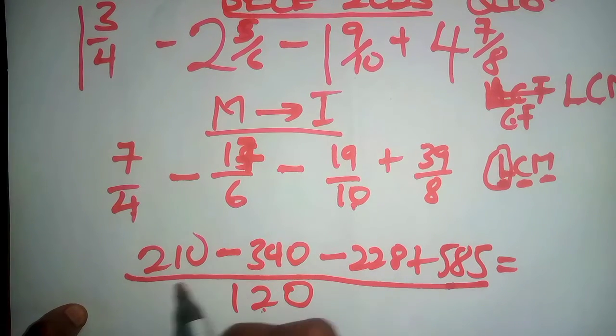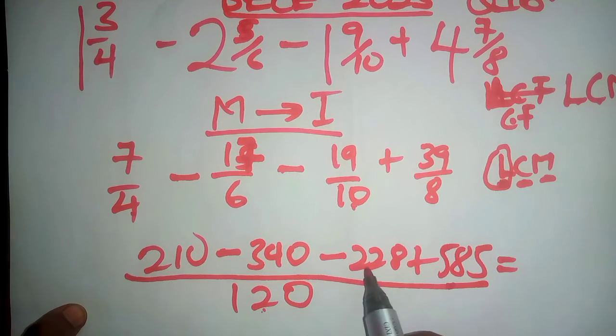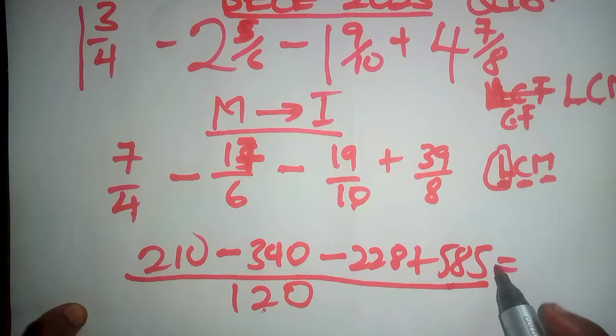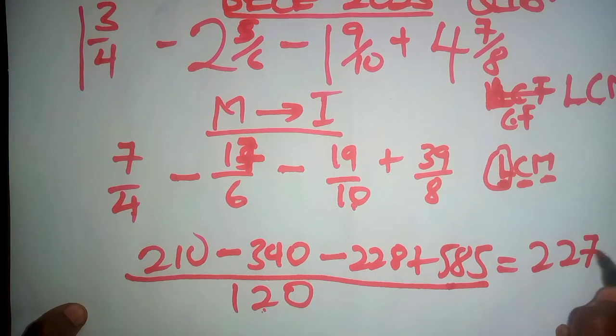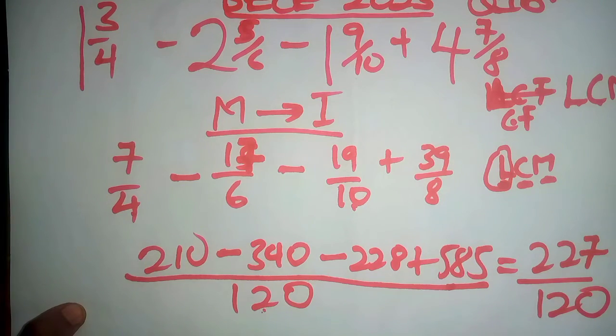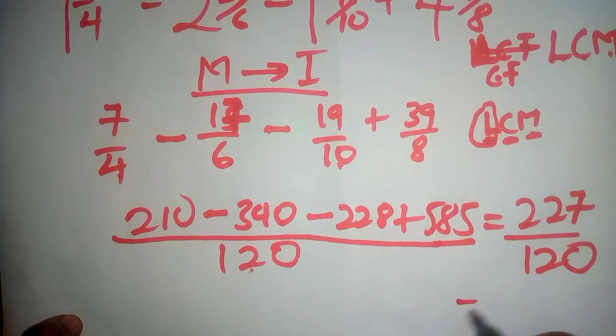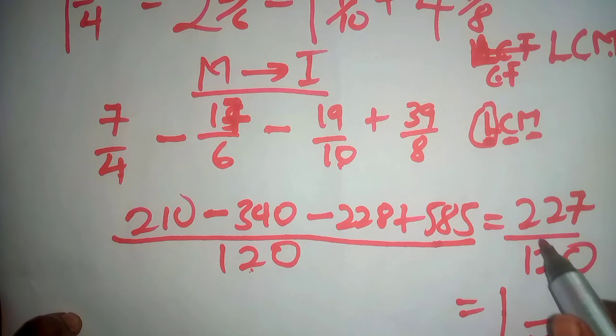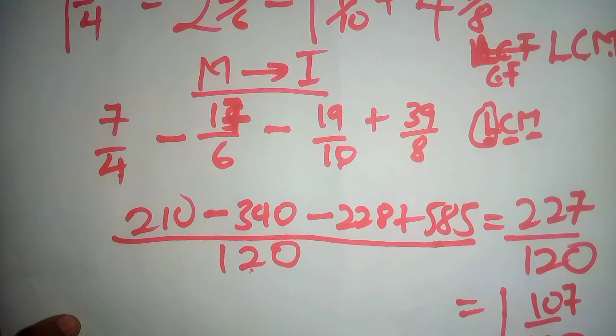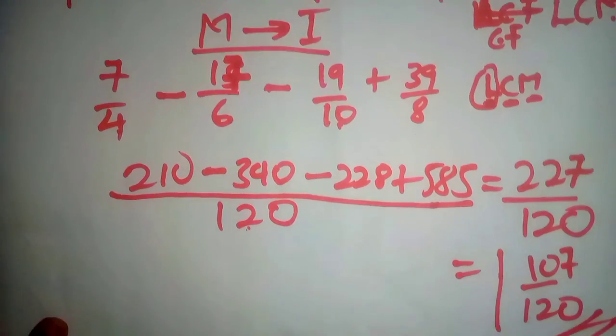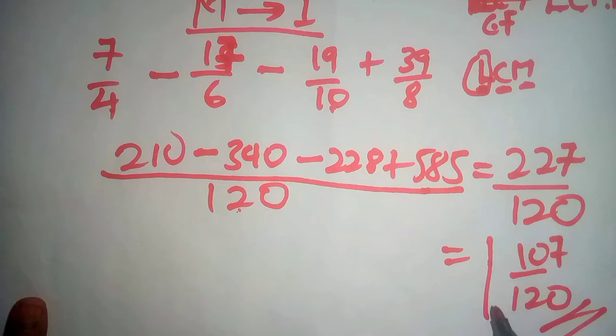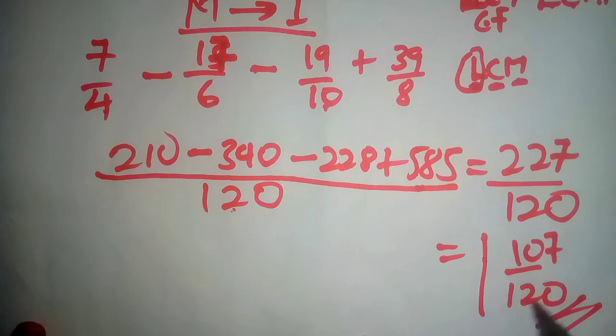Now when we compute this whole thing, 210 minus 340 minus 228 plus 585, this is basically going to give us 227 over 120 in this case, right? So we have 227 over 120, which is the same as 1 whole number here, and then 120 multiplied by 1 gives us 120. Now 227 minus 120 is just going to give us 107, right? So our answer is 227 over 120, or 1 and 107 over 120.